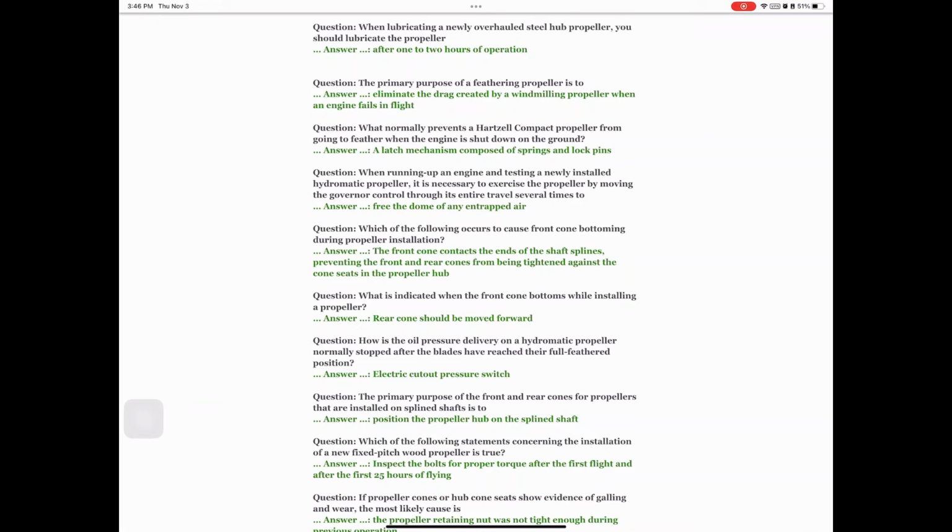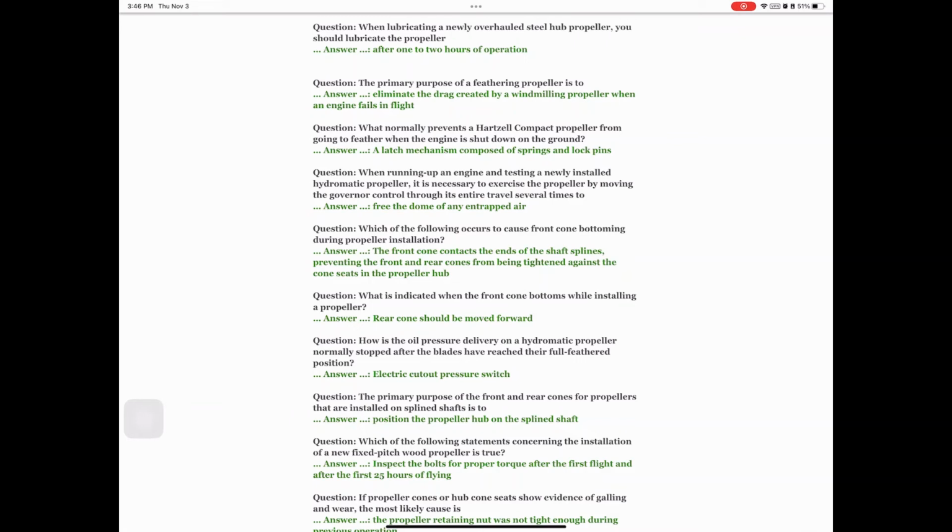Question: when running up an engine and testing a newly installed Hydromatic propeller, it is necessary to exercise the propeller by moving the governor control through its entire travel several times to? Answer: free the dome of any entrapped air. Question: which of the following occurs to cause front cone bottoming during propeller installation? Answer: the front cone contacts the ends of the shaft splines, preventing the front and rear cones from being tightened against the cone seats in the propeller hub.